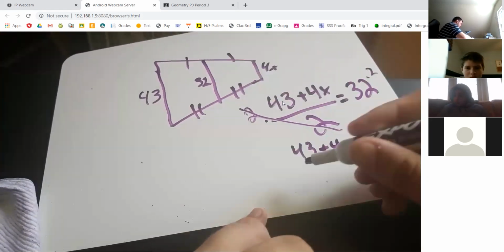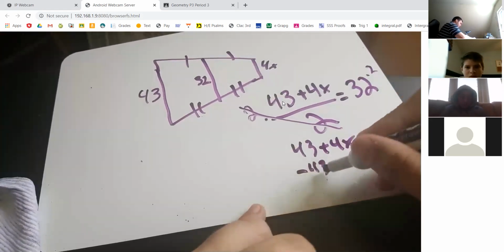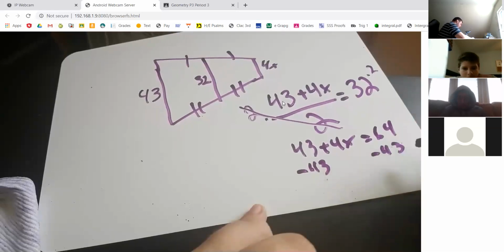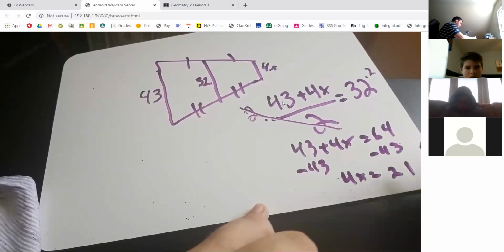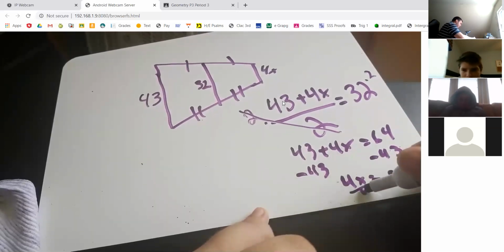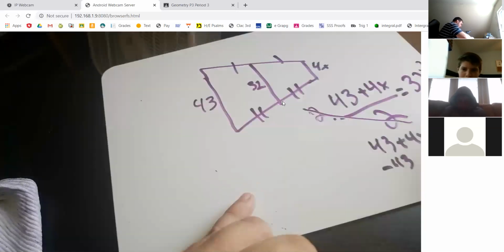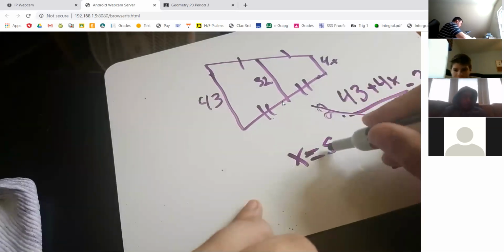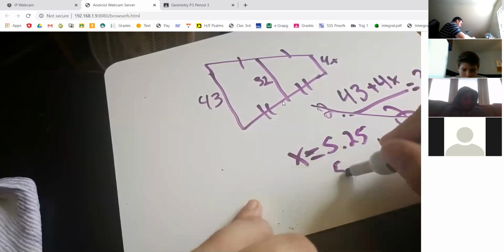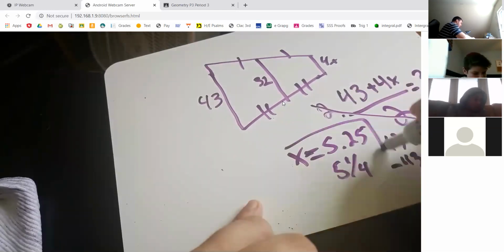Now I'm going to subtract 43 on both sides. And I get 4x equals 120. So I'm going to divide it by 4, divide by 4. X is going to be a decimal, particularly 5.25 or 5 and 1/4, no matter which way you write it.